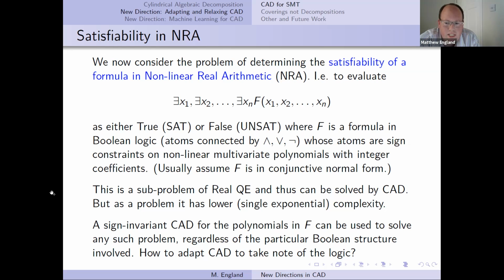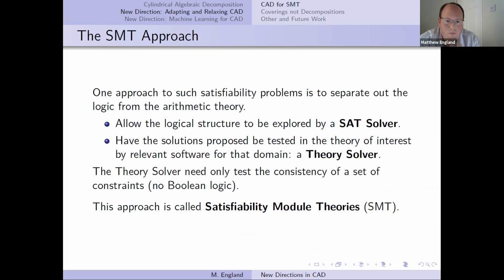So a sign invariant CAD for the polynomials is a CAD that could study any quantifier elimination or satisfiability problem that involves those polynomials. It ignores the logical structure, basically. It only cares about the algebra and it ignores all of the logic. So a key question is how to adapt CAD so that it takes note of the logic and makes savings accordingly. Now, there's been lots of work on that over the years. I haven't got time to go through it all today, but I'm going to talk about the most recent and I think most promising route, which is the SMT approach.